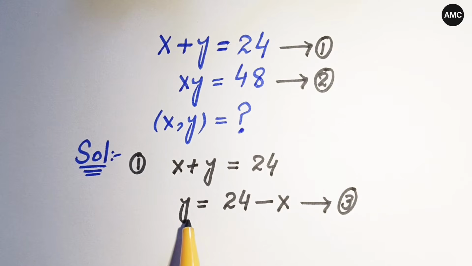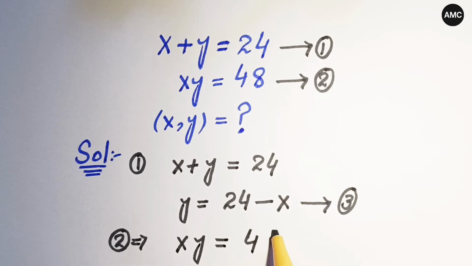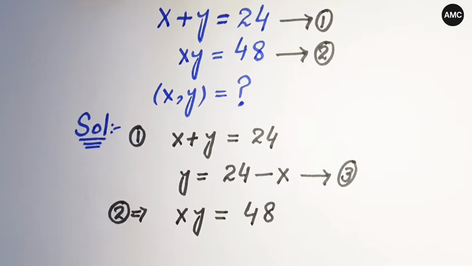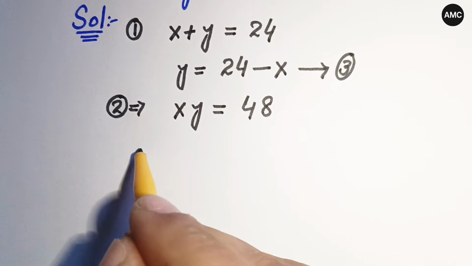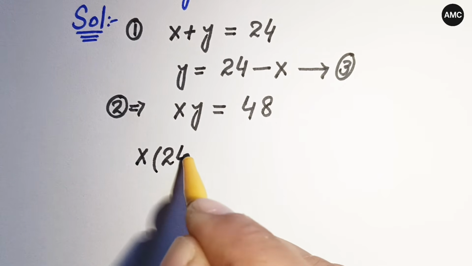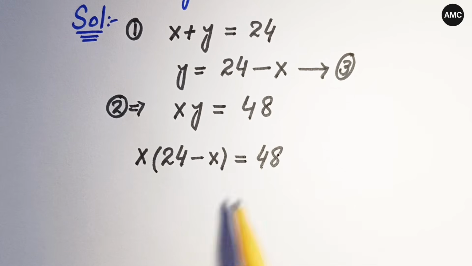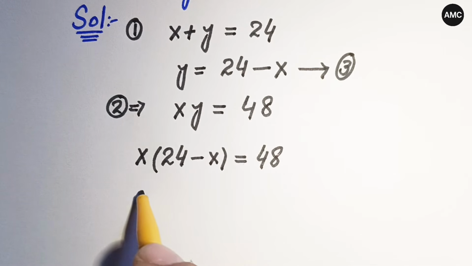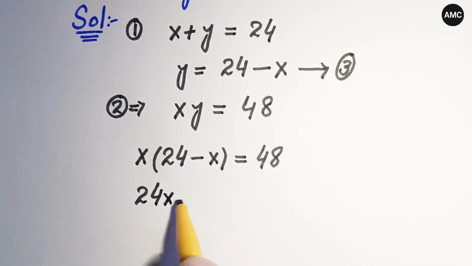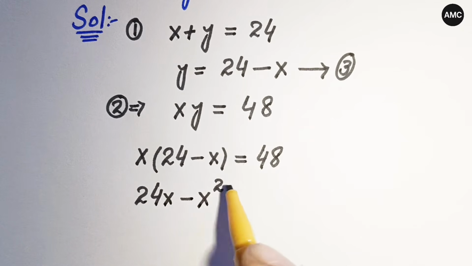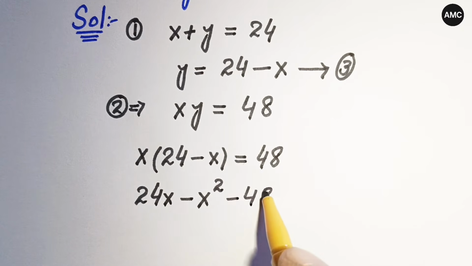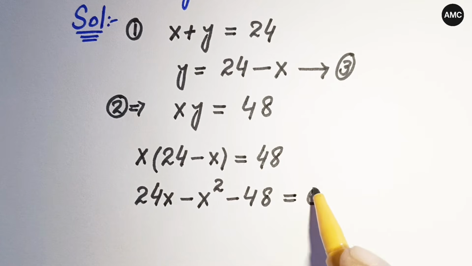Now putting this value of y in equation 2, equation 2 implies that x times y is equal to 48. Putting the value of y, which is 24 minus x, we get x times (24 minus x) is equal to 48. Multiplying this x into the parentheses, we have 24 times x minus x times x, which is x squared. Shifting the 48, we have minus 48 that is equal to 0.